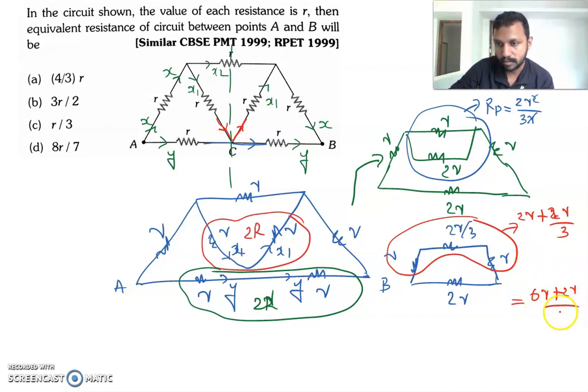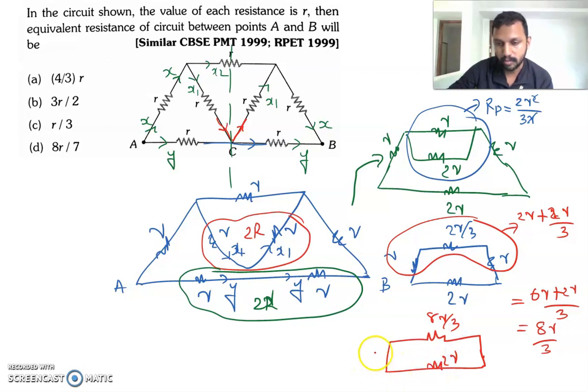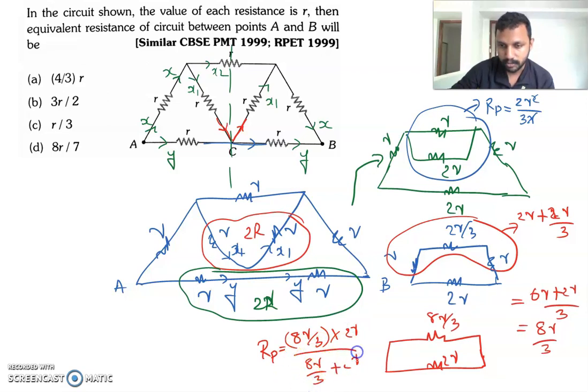6R plus 2R by 3, that is 8R by 3. Therefore, ultimately we are getting a combination of 8R by 3 over here and 2R over here. Then it is parallel. Parallel means Rp is equal to R1 R2 divided by R1 plus R2, which is 8R by 3 into 2R divided by 8R by 3 plus 2R.